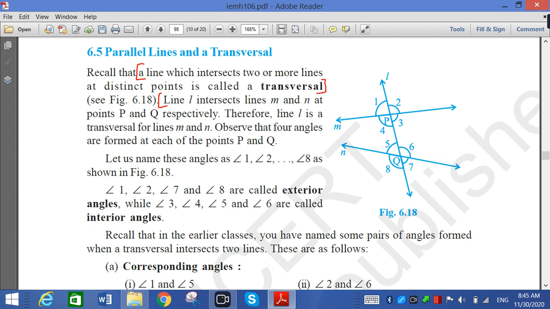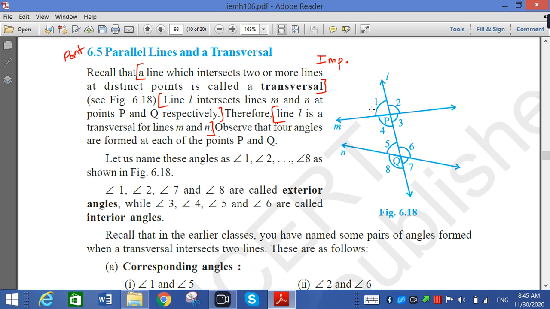Line L intersects the lines M and N at points P and Q respectively. Therefore, line L is a transversal to lines M and N. So these are all the important points related to parallel lines and a transversal line. We have to write the points when the lecture is on. Observe the 4 angles formed at each of the points P and Q.